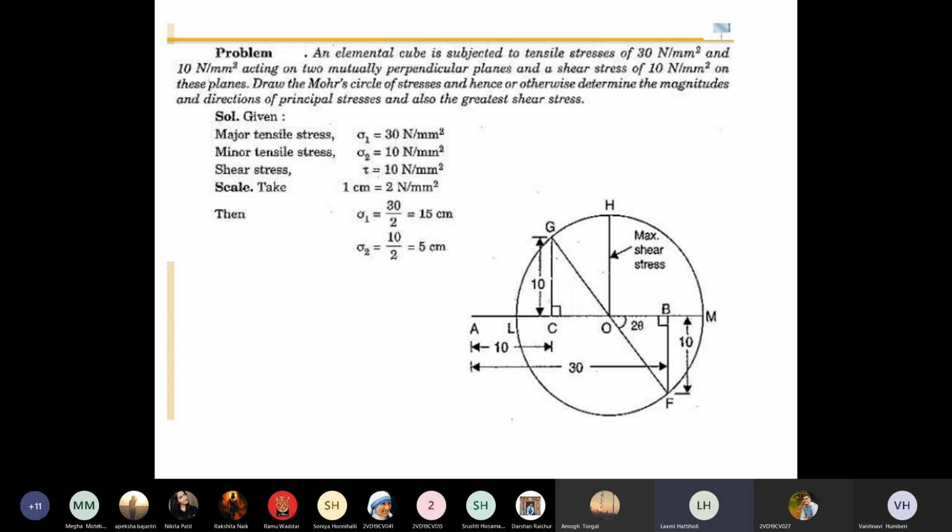So I have written here once again sigma x 30 Newton per mm square, sigma y 10 Newton per mm square, tau is 10 Newton per mm square, and take a scale 1 centimeter equal to 2 Newton per mm square. Sometimes 1 centimeter is equal to 2 Newton per mm square depending on the values. If you are getting a very small graph, you can always take 1 centimeter equal to 1 Newton per mm square. However you want, you can choose your scale. Just convert the scales. So sigma x becomes 30 by 2, that is 15 centimeters. Sigma y becomes 10 by 2, that is 5 centimeters.